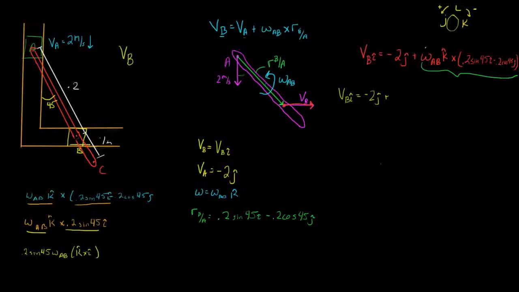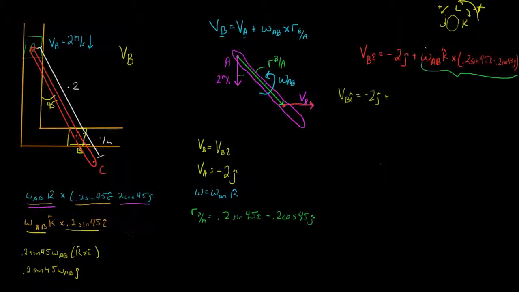And if we look at this little circle up here, if we have a k cross an i, we're going this way, so we're going to have a positive j. The k cross i is a j, and we're moving counterclockwise, so it's positive. So this becomes 0.2 times the sine of 45 omega AB j. Now let's take a look at our second term. So we're going to look at this term and this term.